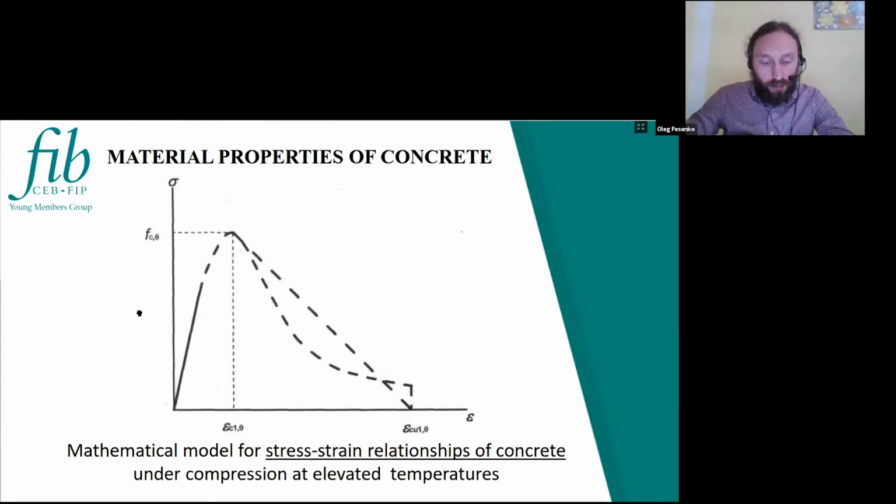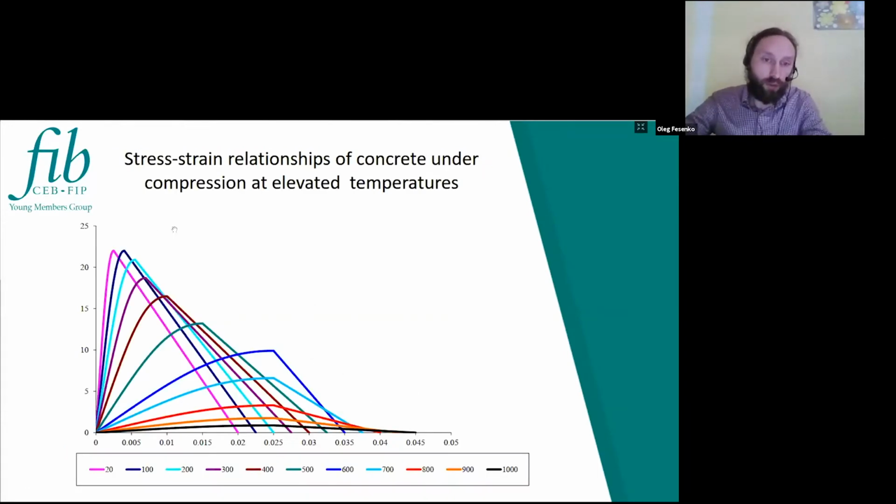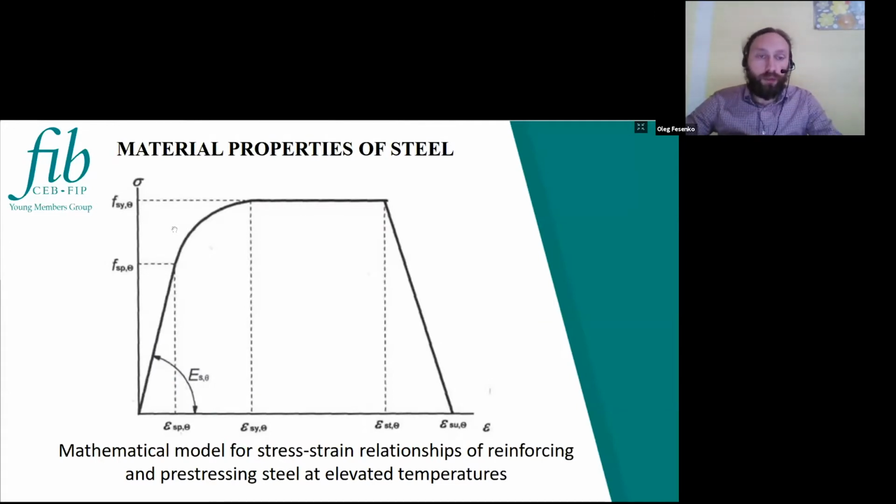The stress-strain relationships given in the figure are defined by two main parameters: the compressive strength and the strain corresponding to this strength. As you can see, ultimate strain and the strain corresponding to compressive strength of concrete. As you can see also on these curves, ultimate strains are different for different temperatures. Also, material properties of reinforced steel can be described by this curve.